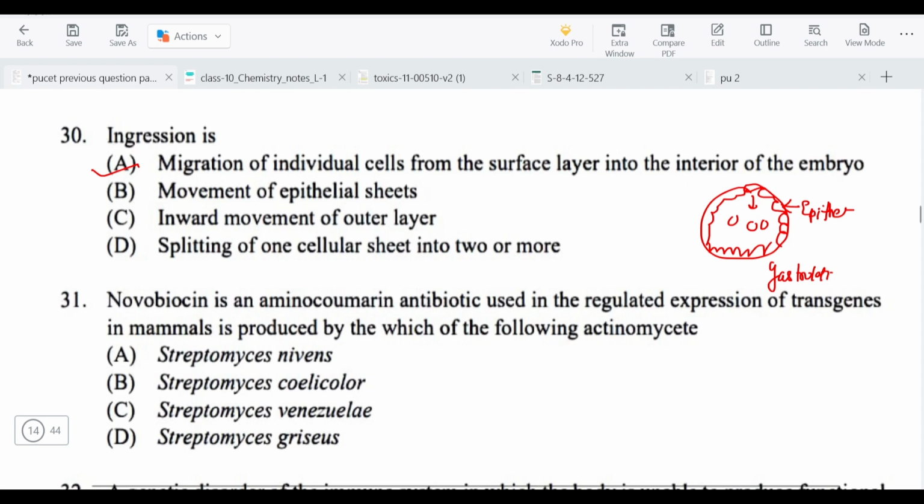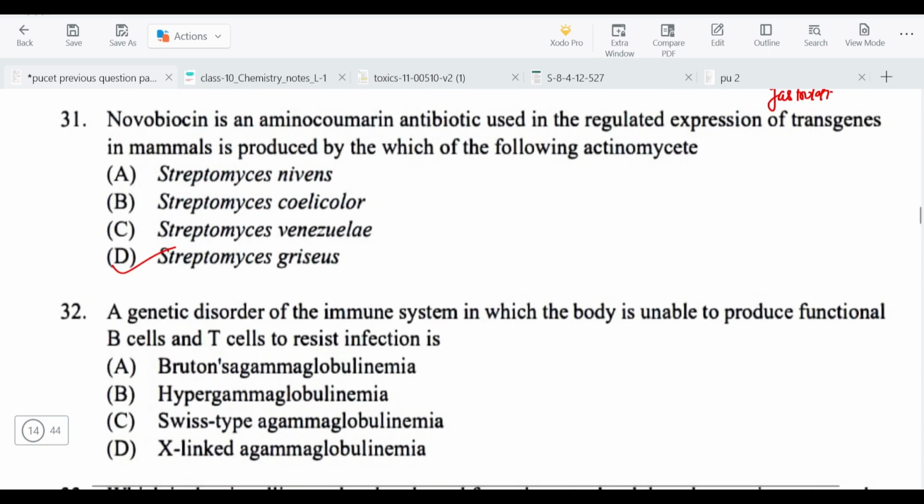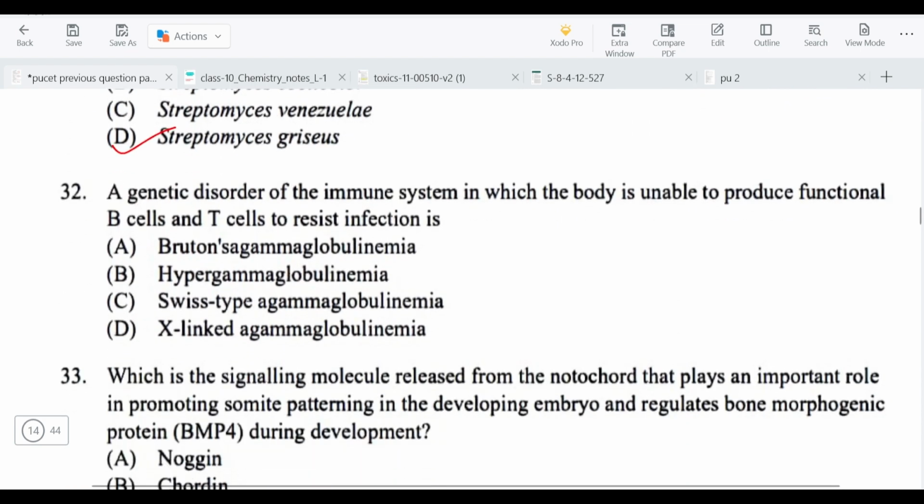Next, novobiocin is an aminocoumarin antibiotic used in the regulated expression of transgenes in mammals. It is produced by which of the following actinomycetes? The answer is Streptomyces niveus, right? In a biotechnology book, you will find various kinds of antibiotics and the sources from which they are derived.